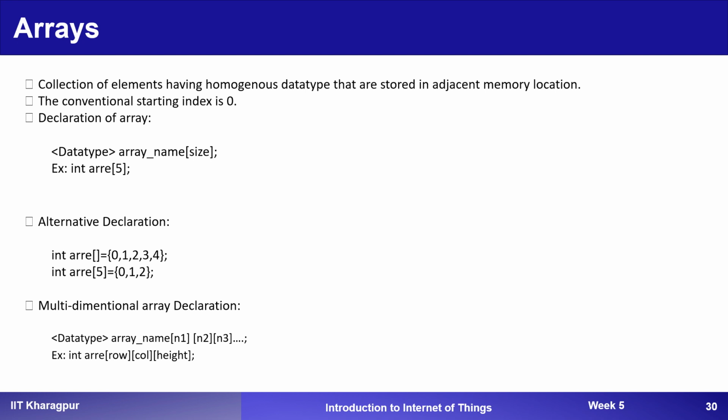In order to declare an array, first of all you have to mention the data type, for example int. Then you have to give a name to your array, that is the variable. Here it is arr, and then the size, for example 5. The alternate declaration is where you are not giving the size, however you are mentioning the elements which are there in the array. So basically the data type, then the name, you are not mentioning the size, and you are just putting all the elements which are there in the array.